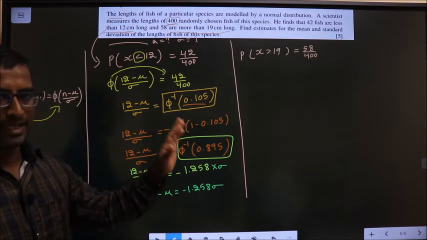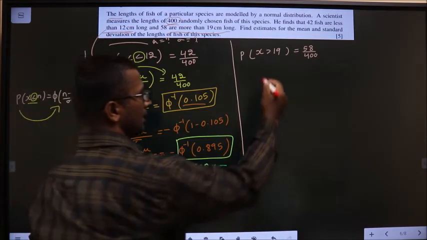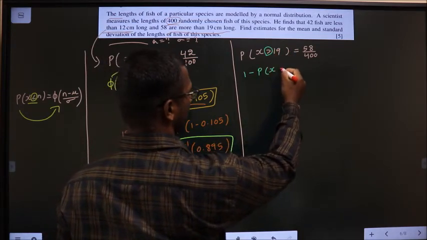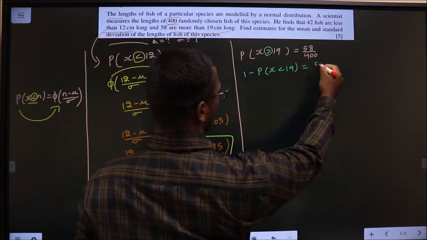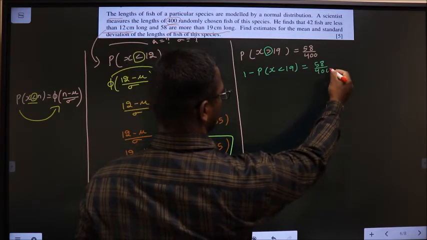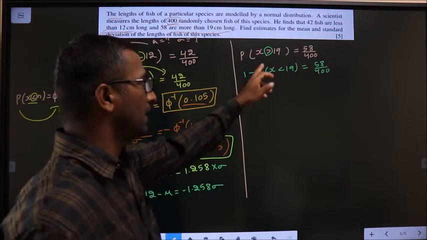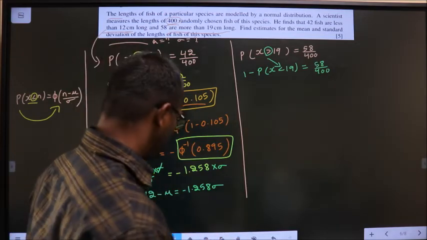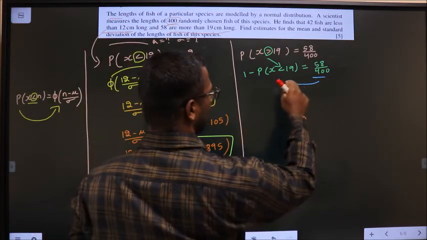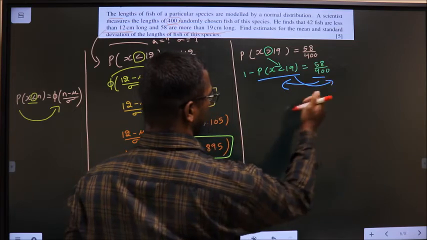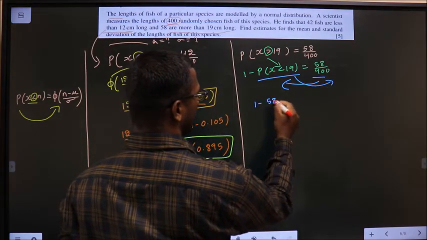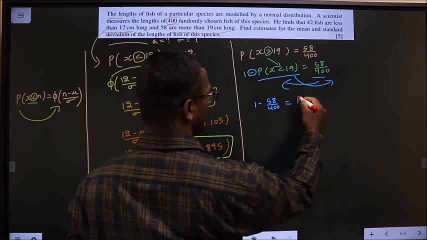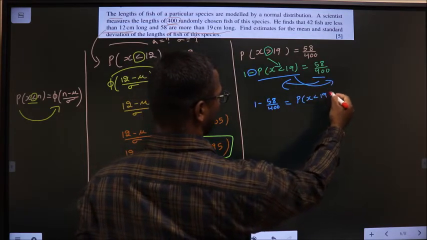Now go to the next equation. Here the symbol is greater than, so to make it less than, we have to do 1 minus equal to 58 by 400. Clear? Whenever we do 1 minus, the inequality will change its direction. Now, all the numbers on one side and shift this to the other side. So I get 1 minus 58 by 400 equal to, here it is negative, when you shift it will become positive.